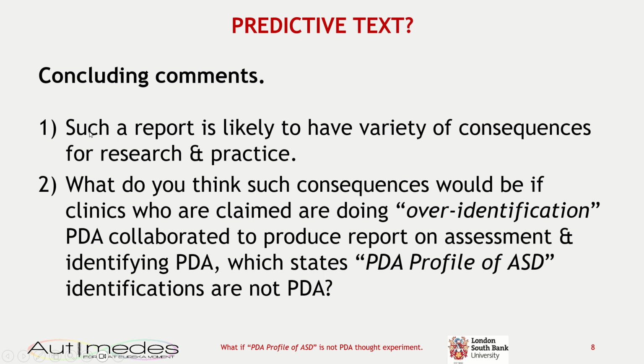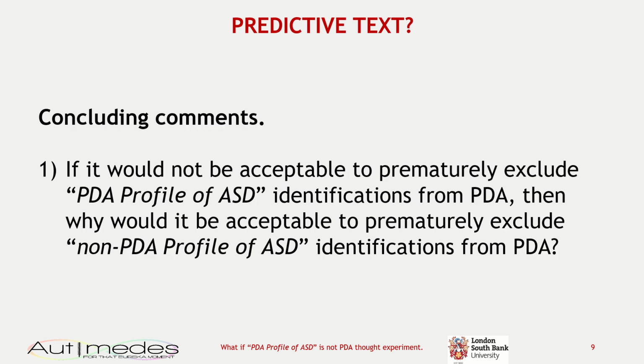So I think such a report is likely to have a variety of consequences for research and practice. And I'm going to ask you, what do you think such consequences would be if clinics who are claimed to be doing over-identification of PDA collaborated to produce a report on assessment and identifying PDA, which states PDA Profile of ASD identifications are not PDA? I'd also point out this question as well. If it would not be acceptable to prematurely exclude PDA Profile of Autism identifications from PDA, then why would it be acceptable to prematurely exclude non-PDA Profile of ASD identifications from PDA?